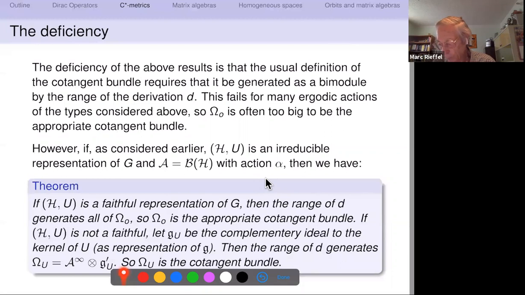And if the unitary representation isn't faithful, well, you just look at the complementary ideal in the Lie algebra, complementary to the kernel of the representation, and then basically the same thing happens, namely that the range of D generates a tensor prime tensored with the dual of this piece on which the representation is faithful. So in this situation, we don't always get the cotangent bundle as I described before, but the modification needed to get it always is very minor.